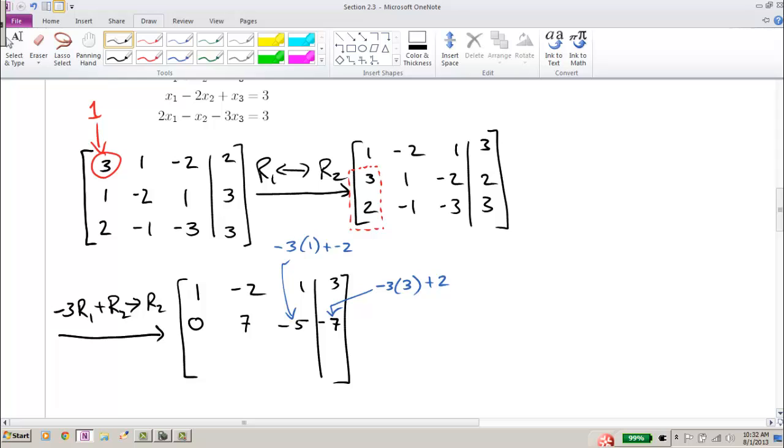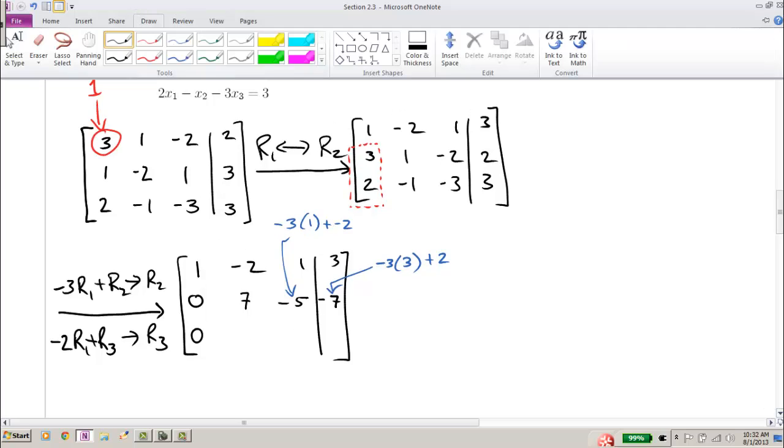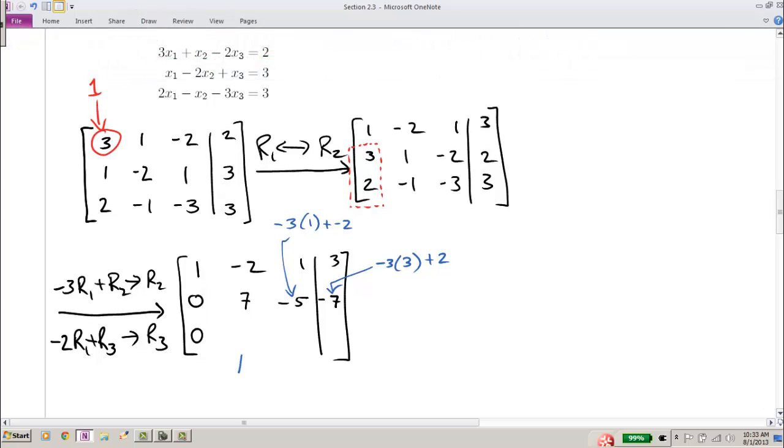And to do that, we're going to use the row operation multiplying row 1 by -2 and adding it to row 3 and putting the result in row 3. So of course that zeroes out that entry. That's how we chose that row operation. And let's see what goes here.